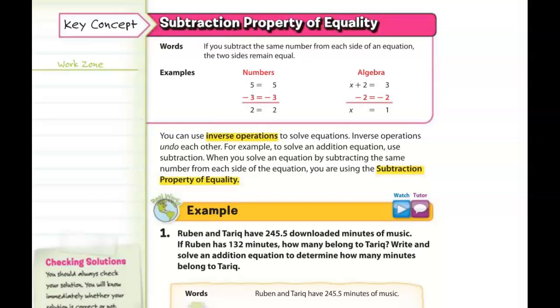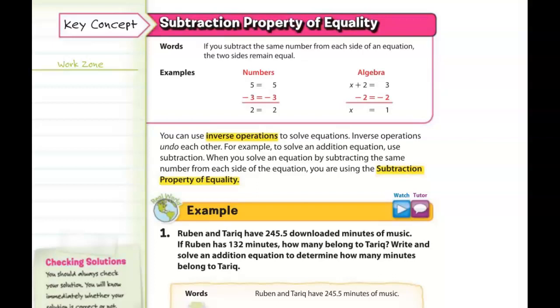And the first property we're going to talk about is the subtraction property of equality. Okay, so here are the words. If you subtract the same number from each side of the equation, the two sides remain equal. And that is important in an equation. It has to remain balanced. So if you do something to one side, you have to also do it to the other side. And that's something we've actually been practicing really all year long. That whole idea of keeping things balanced, doing the same thing to each side.